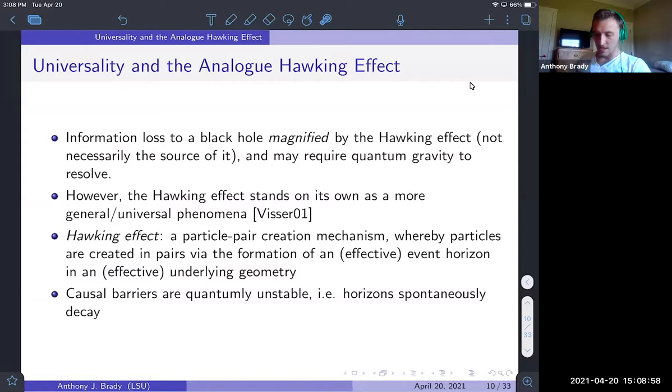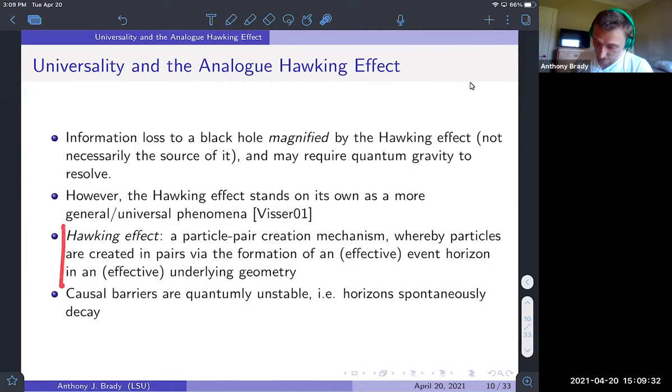I want to say that information loss to a black hole is, from my view, magnified by the Hawking effect, but not necessarily a source of it, and may require quantum gravity to resolve. However, the Hawking effect actually stands on its own as a more universal and generic phenomenon, and is really associated with the formation of an event horizon, no matter how that event horizon is formed. There's a nice paper by Matt Visser which goes over the essential features of the Hawking effect.